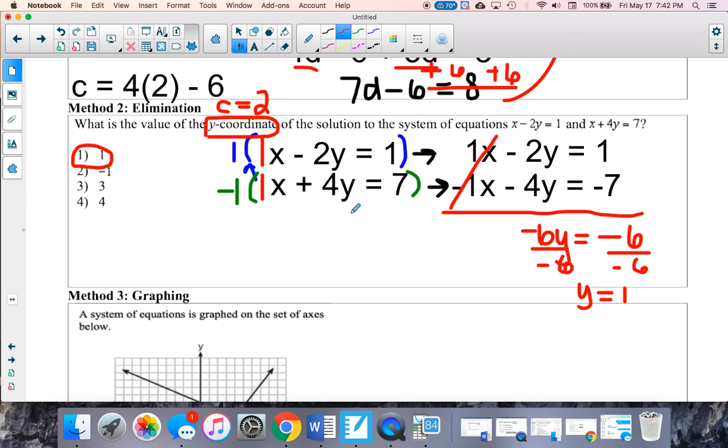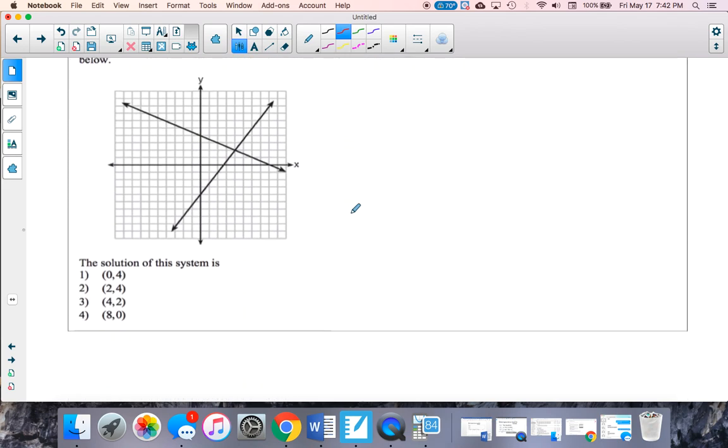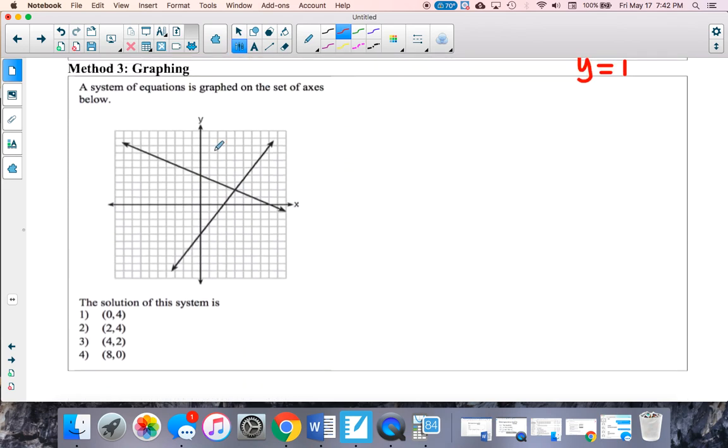We're good to go. Method 3 is by graphing. So when we have two linear equations, we look for their intersections. Let's at least figure out where these points are. So 0, 4. This is our y-intercept. 2, 4. Let me color code these. This is fun. Okay. So 2, 4, go across 2, go up 4.